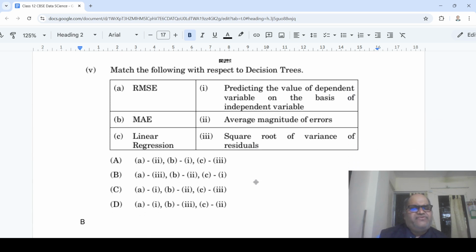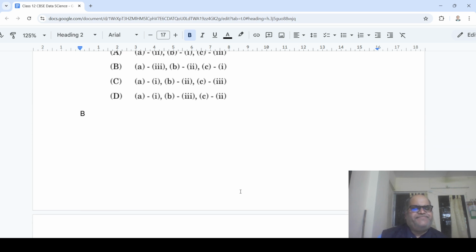These are more involved. There is a table where you have 3 entries in each row, and you have been asked to match them: root mean square error, mean absolute error, and linear regression. So what is root mean square error? Root mean square error is the square root of variance of residuals. So A3, wherever you see A3, that is just option B. Now, MAE is the average magnitude of error, so B to 2, and linear regression is predicting the value of the dependent variable on the basis of the independent variable. So option B here.